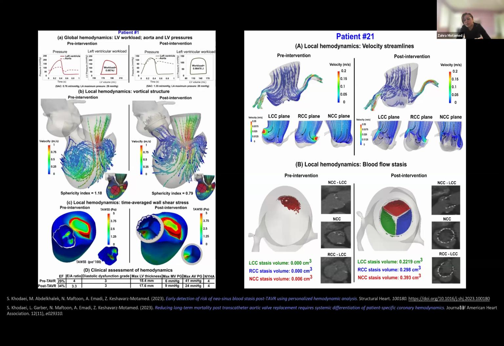That we also recently published, in 2023, in Structural Heart and the American Heart Association. I believe there were around 35 patients that we received from Hamilton hospitals, and post-TAVR, as you see, everything looks better in terms of opening and closing of the aortic valve, in terms of reducing the Doppler pressure gradient, and the things that clinicians look at, but stagnation actually got worse.